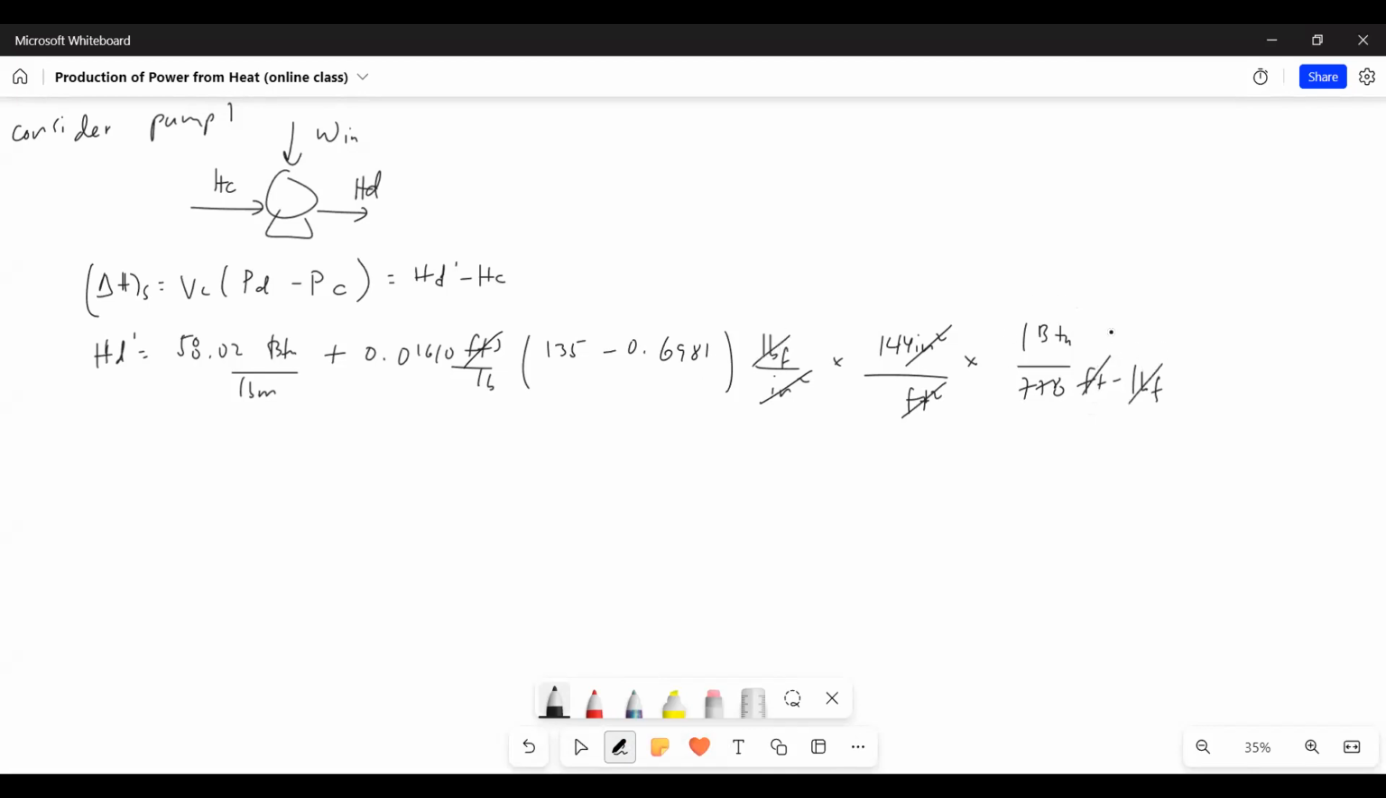The ending is BTU per pound. So, it matches, ito, pound mass. It matches the first term. Okay? So, HD prime is equal to 58.42 BTU per pound mass.